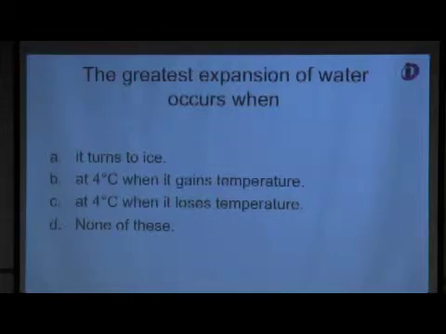Ten, 9, 8, 7, 6. If it's expanding a lot, does it have to do with the speed? No, this is the amount, not the rate. The greatest expansion, meaning volume. When does it get the biggest? Volume. 5, 4, 3, 2, 1.